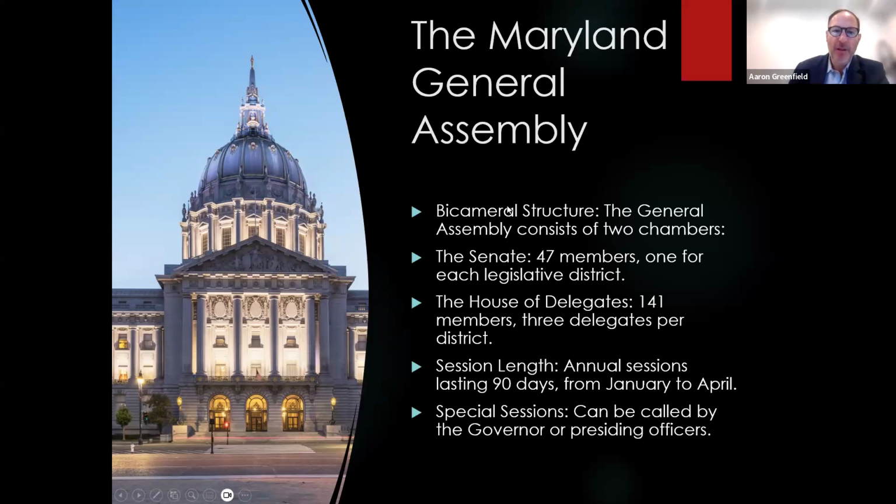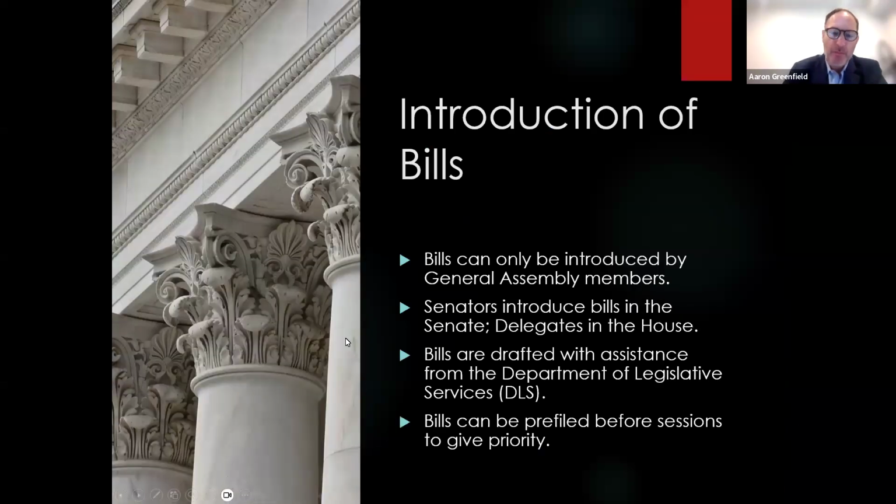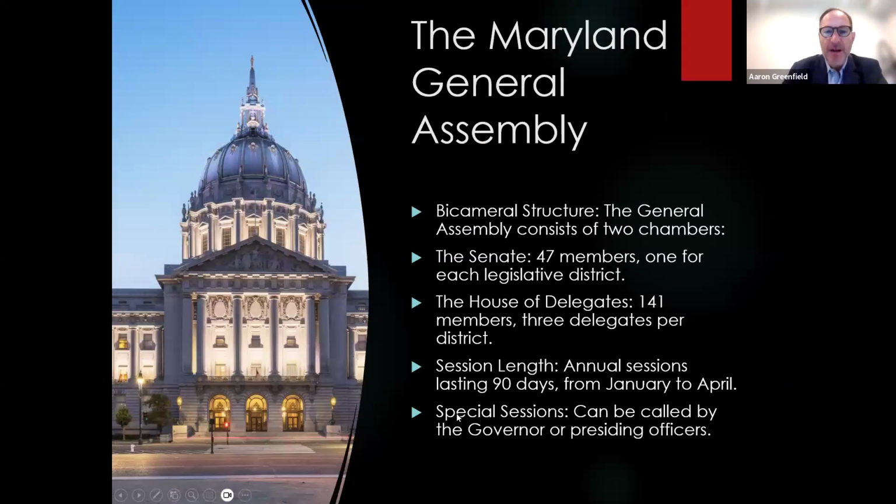So in Maryland, we have two chambers. It's a bicameral structure. The General Assembly consists of two chambers, the Senate and the House of Delegates. The Senate has 47 members, one for each legislative district, so you have 47 senators. And the House of Delegates has 141 members, generally about three delegates per district. There are some exceptions to that, but roughly three delegates per district. So you have a total of 141 members.